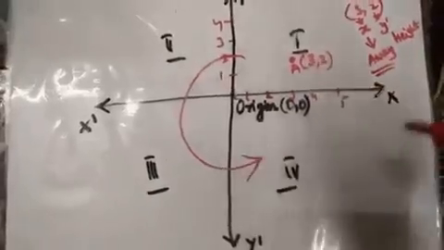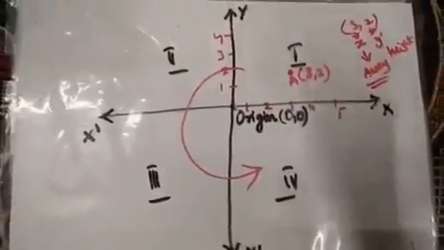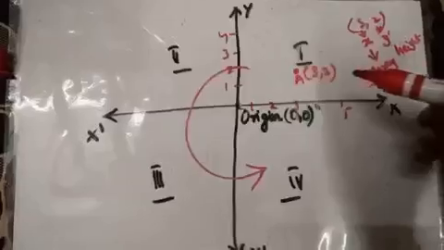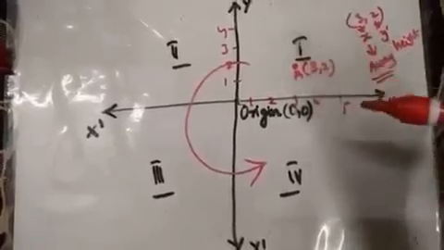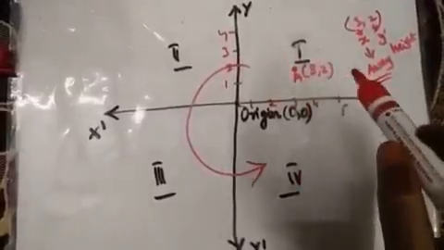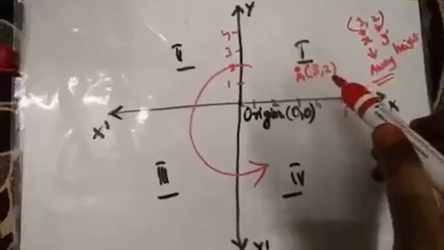The second method is, where is A in the plane? So I can simply say it is located in the first quadrant. Finish. I don't have to describe much. I can just say the first quadrant. So these are the two ways which you can use to describe the position of any point.